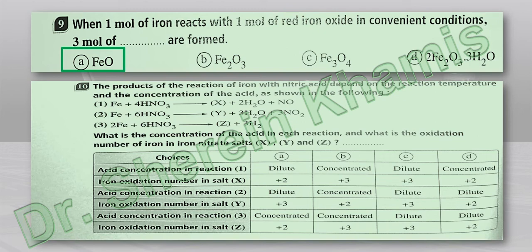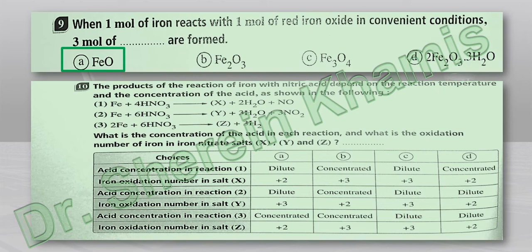What is the concentration of acid in each reaction, and what is the oxidation number of iron in the iron nitrate salts X, Y, and Z? Here we have acid concentration in reaction 1 will be dilute, and iron oxidation number in salt X will be plus 2. This is the first choice, A. Acid concentration in reaction 2 will be dilute, iron oxidation number in salt Y will be plus 3. Acid concentration in reaction 3 concentrated, and iron oxidation number in salt Z will be plus 2.